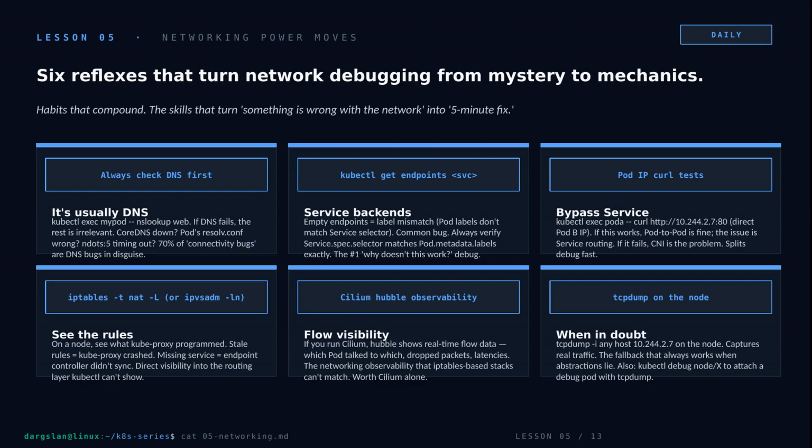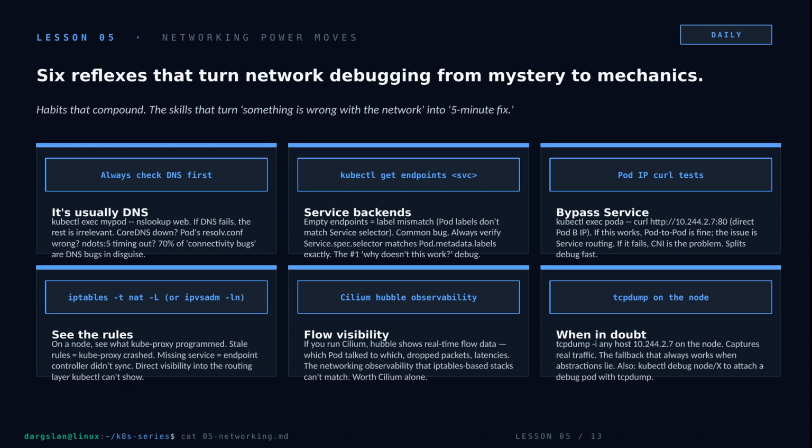Now that you can trace the full path, here are the 6 reflexes that turn debugging from guesswork into mechanics. Start with DNS. Run nslookup from inside the pod, because 70% of so-called connectivity bugs are really CoreDNS or resolv.conf issues. Then kubectl get endpoints. Empty list means your service selector doesn't match your pod labels, the single most common bug in Kubernetes. If endpoints look healthy, curl the pod IP directly to bypass service routing. That one test splits a CNI problem from a kube-proxy problem in seconds.